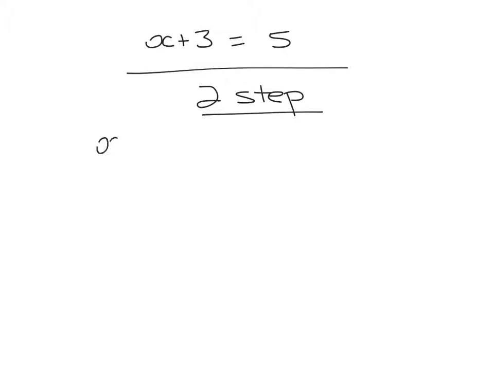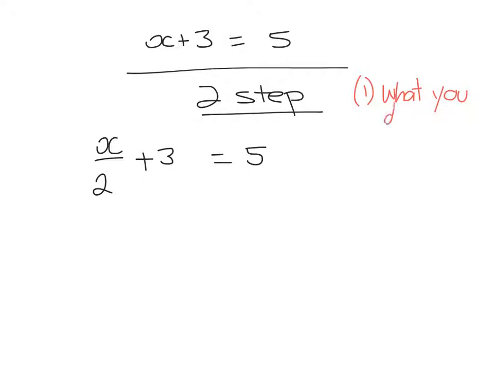If we've got something like x over 2 plus 3, I'm going to show you two ways of doing it. Say we've got x over 2 plus 3 equals 5. There's a few steps you have to remember. Remember, the golden rule with solving equations is what you do to one side, you must do to the other.